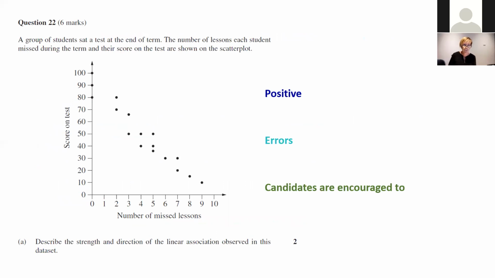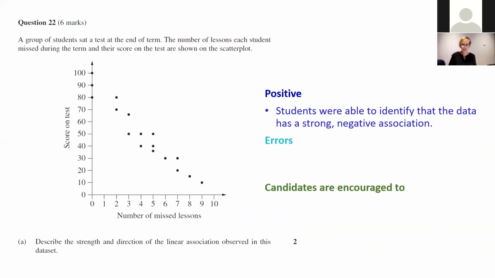Question 22. This was our correlation question. Describe the strength and direction of the linear association observed in this data set. The cue for the students there was strength and direction. We really just wanted to see that they could say it's a strong association and a negative direction.